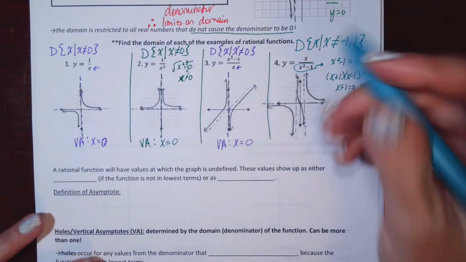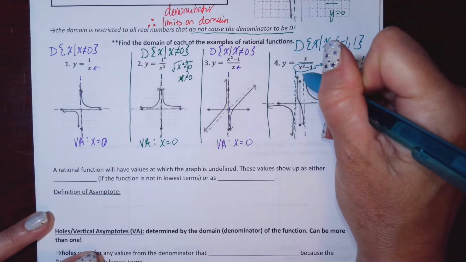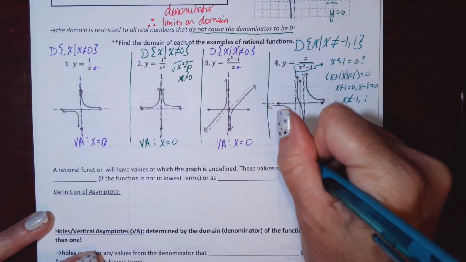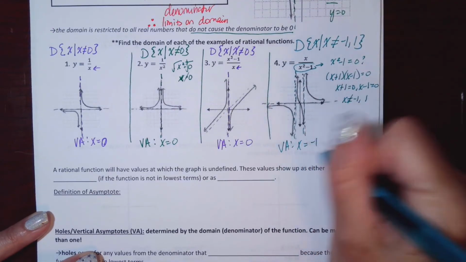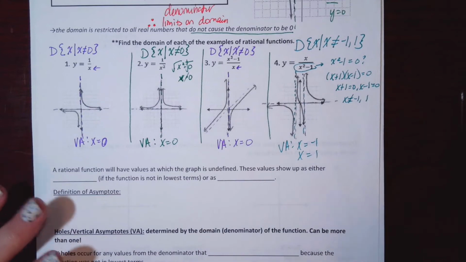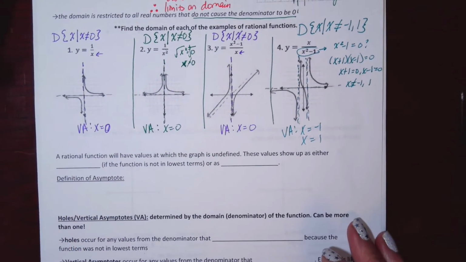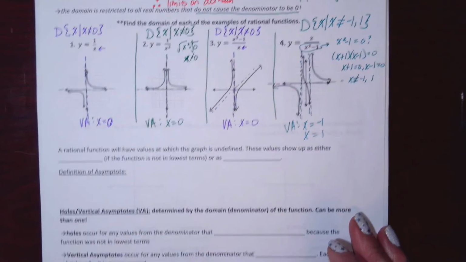There's my domain for this one, and you can see that I have two vertical asymptotes. I have a vertical asymptote at x equals -1 and at x equals +1. Two equations for vertical asymptotes. Okay, now we're going to come back and talk about horizontal and slant asymptotes in a bit. So let's go ahead and finish this.